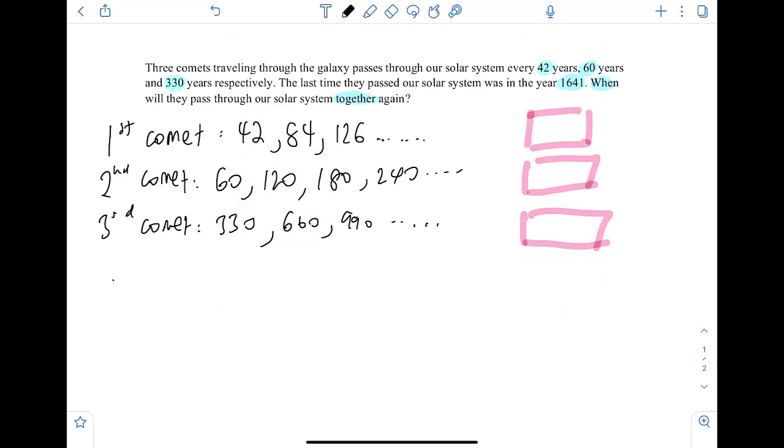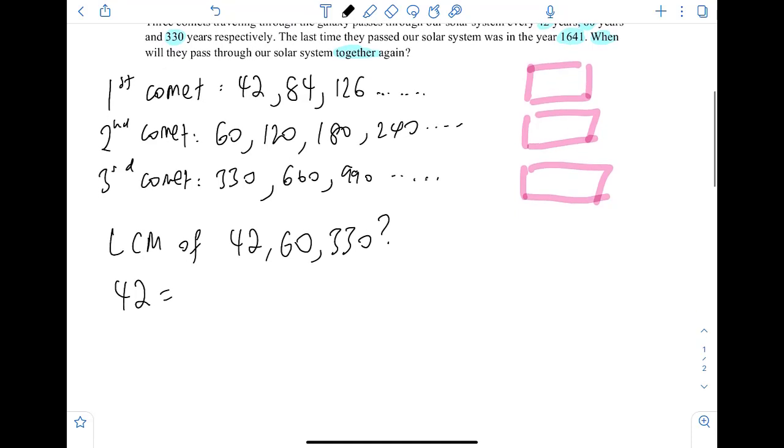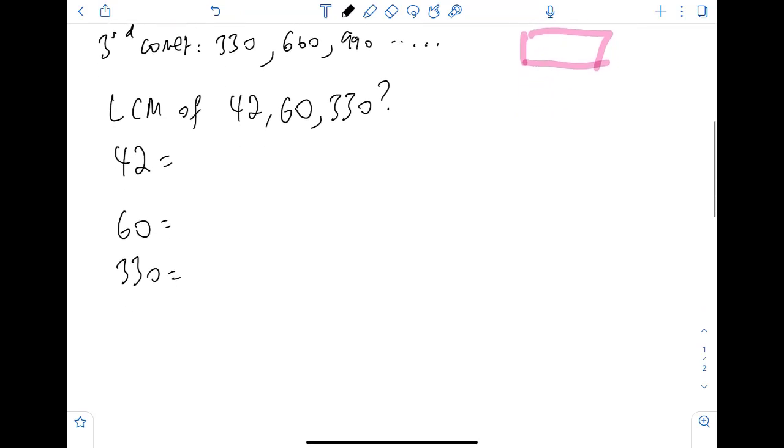So in other words, what is the LCM of 42, 60 and 330? That is the question. To find the LCM, we can express each of the numbers in terms of their prime index notations. So 42 is equal to what? 60 is equal to what? 330 is equal to what, in terms of prime index notations?